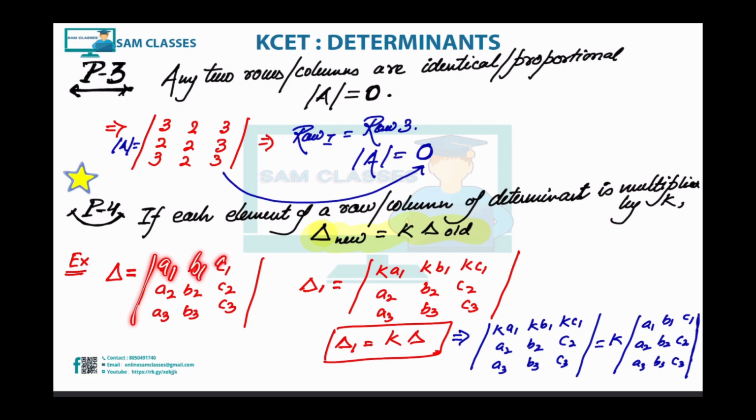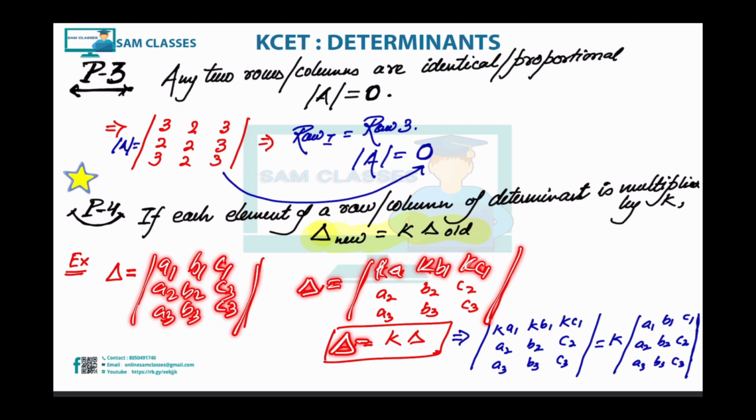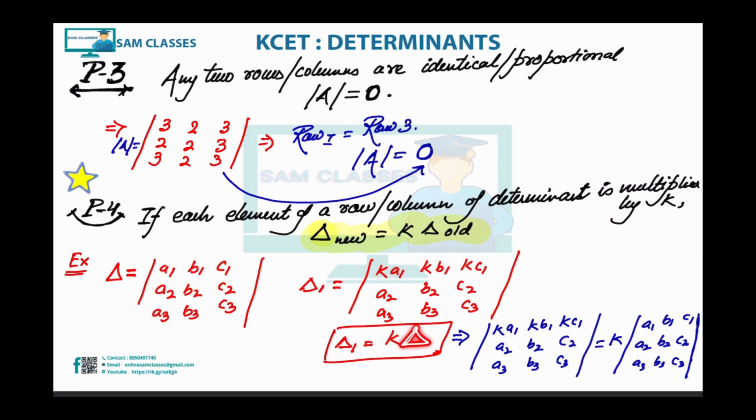Let's say a1, b1, c1, a2, b2, c2, and a3, b3, c3. Now we are multiplying, let's say, the first row with k. So ka1, kb1, kc1, correct. So what will happen if I want to find the new determinant value? It will be k times the old determinant; just take k out. So k times the old determinant.